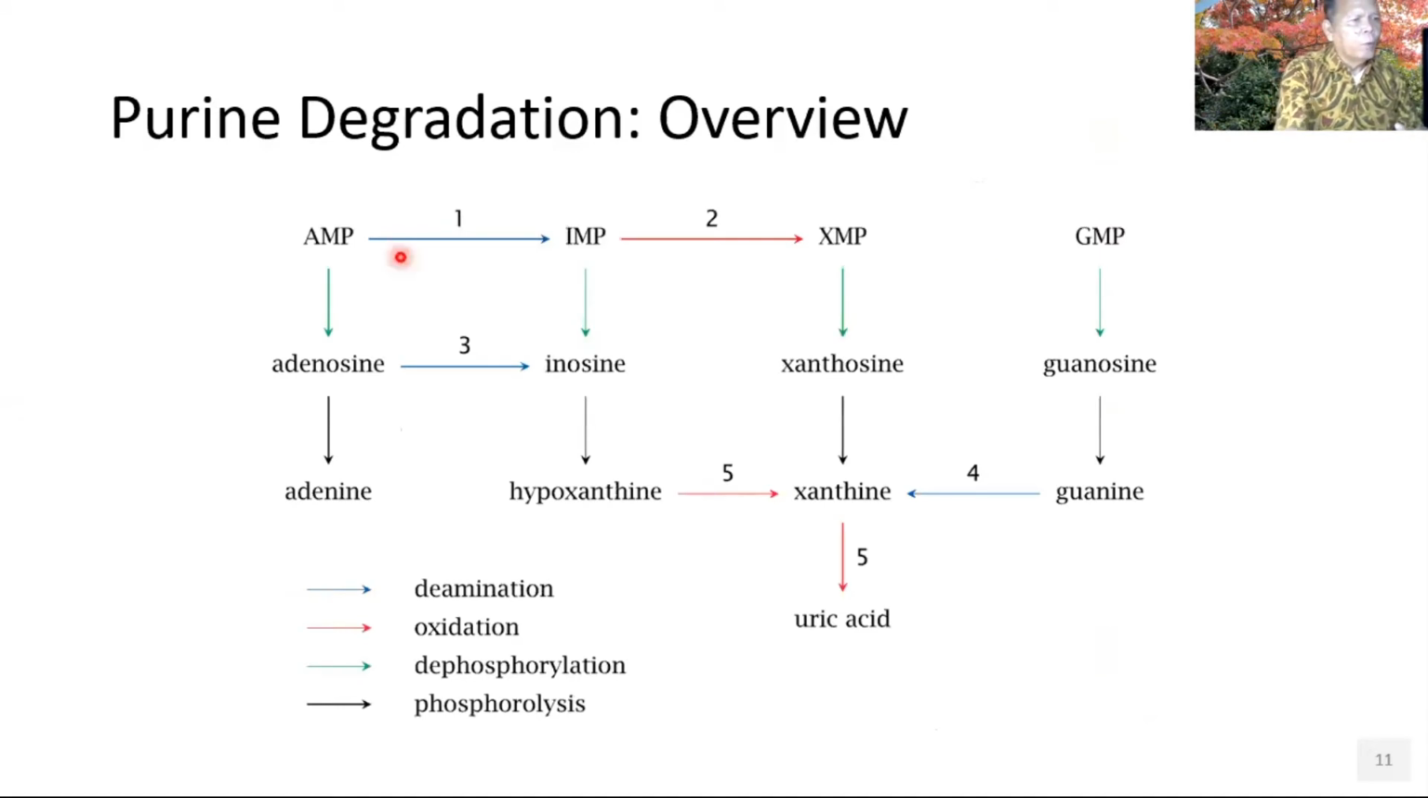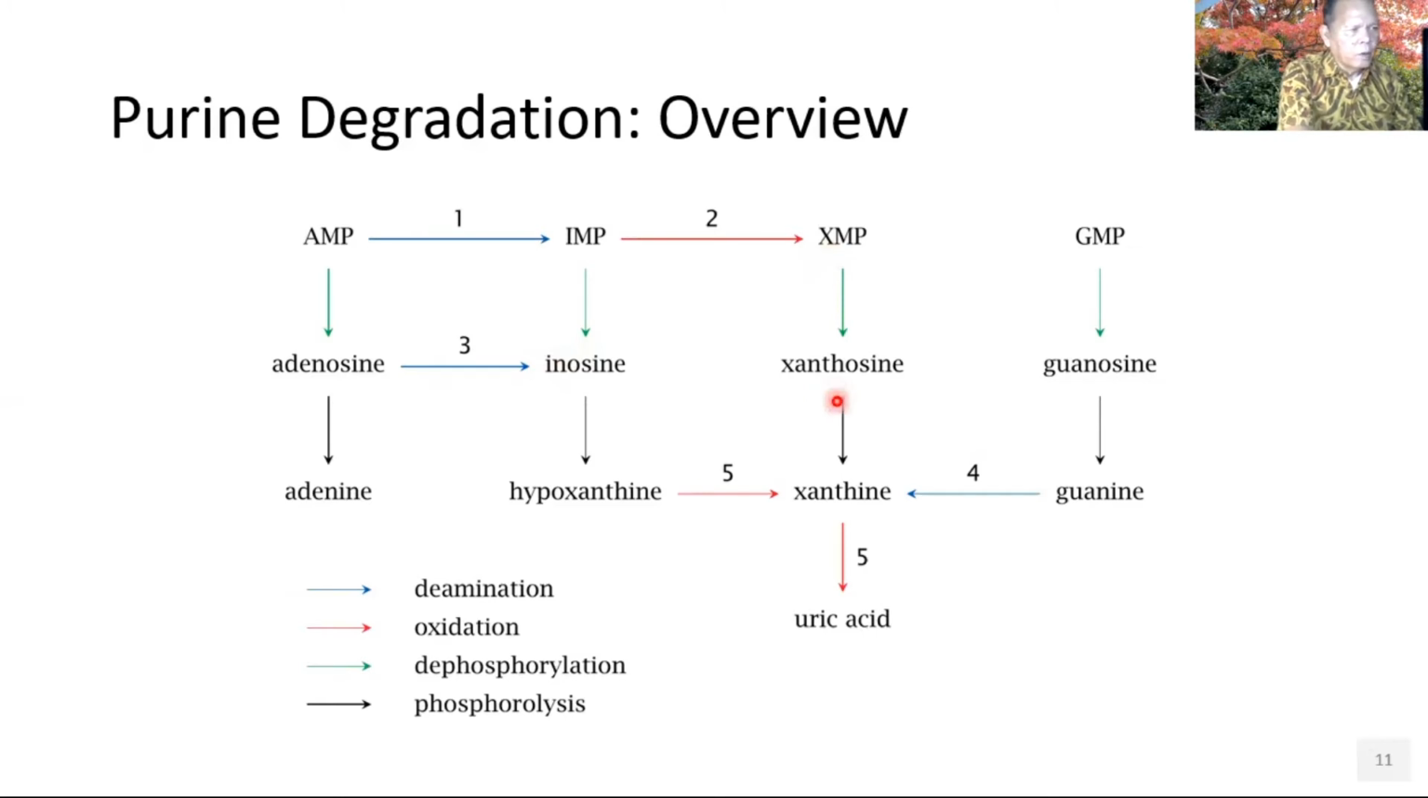See this one: AMP, IMP, XMP. AMP will be converted into adenosine, then this adenosine will be converted to adenine. IMP will be converted to inosine, then this inosine will be converted to hypoxanthine. XMP will be converted to xanthosine, and then converted to xanthine.